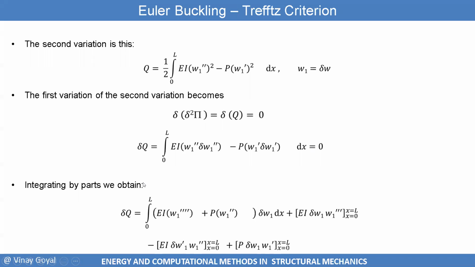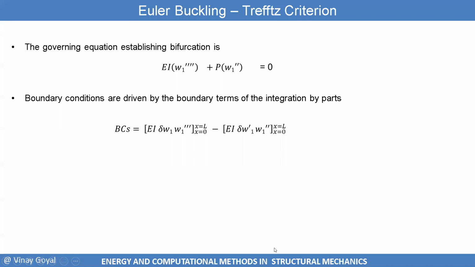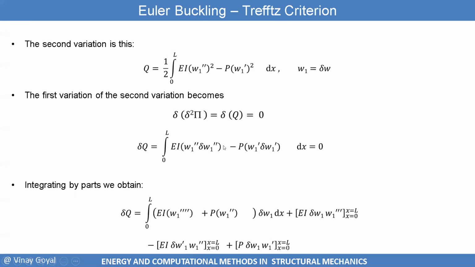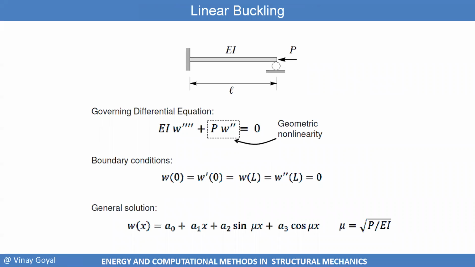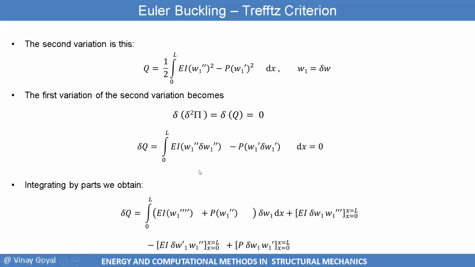And then we integrate by parts. And when I do that, I set this equal to 0, and then I integrate by parts to find that this here is the Euler-Lagrange equation, and I have the boundary conditions associated with that. So that's the governing equation establishing bifurcation, and the boundary conditions are driven by these terms that came from the integration by parts. And if I were to apply a particular situation, say a beam that's clamped here with a roller on the right-hand side, the governing equation for that is EI w four primes plus P w double prime equals 0. We found that through here, the Euler-Lagrange equation.